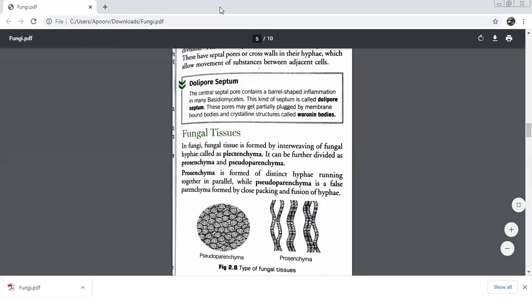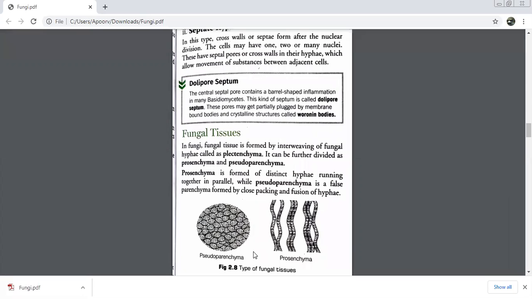Prosenchyma tissue. And if you see over here, this is close packing and fusion of hyphae. Hyphae are not distinct. They have all fused with each other. You cannot see them separately. Such a kind of tissue is known as pseudoparenchyma.